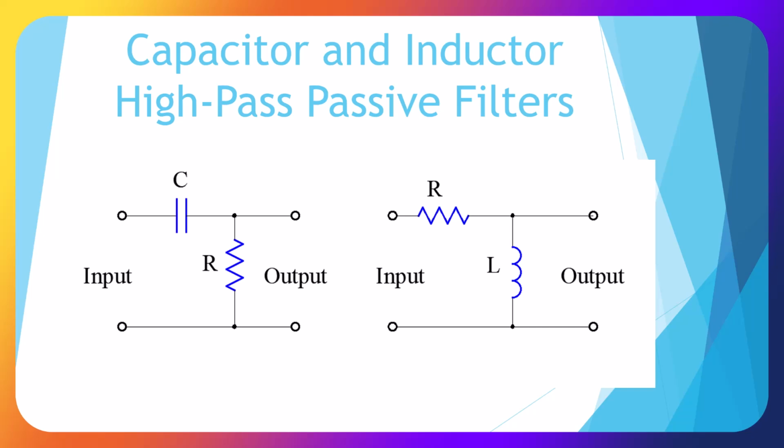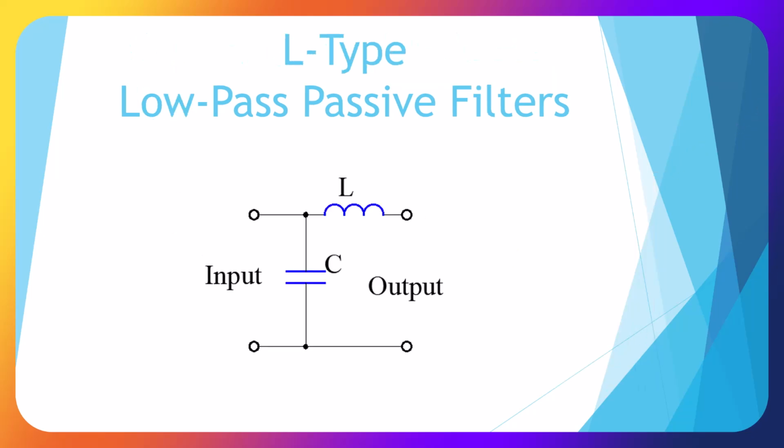Here we have a capacitor and an inductor high pass passive filters. We have a series path through our capacitor, with the output across our resistor. Here we have our resistor with our output across our inductor. Both high pass, passing high frequencies and blocking lower frequencies.